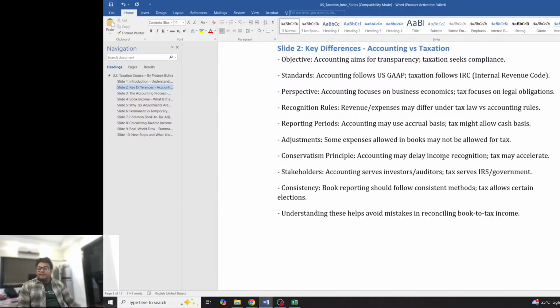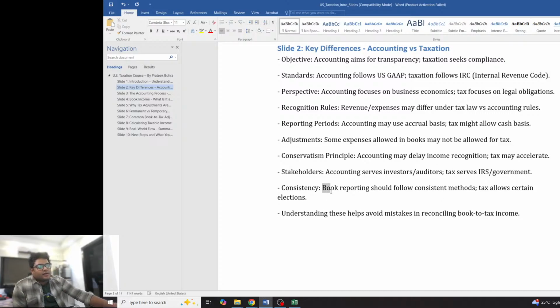But tax might say that, using the conservative approach, if it is reasonably identified that we will receive this income in future, then you can recognize that in the current year. So that's one of the main differences between your accounting and taxation.